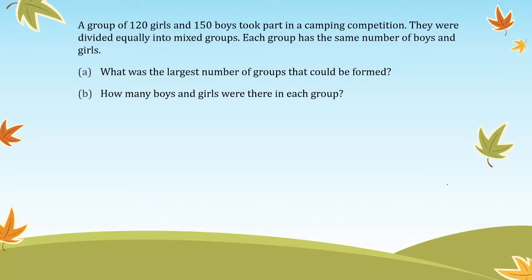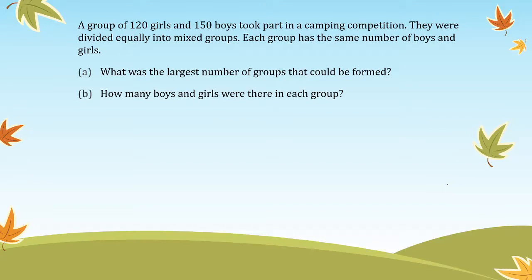A group of 120 girls and 150 boys took part in a camping competition. They were divided equally into mixed groups. Each group has the same number of boys and girls. Part A, what was the largest number of groups that could be formed? Part B, how many boys and girls were there in each group?